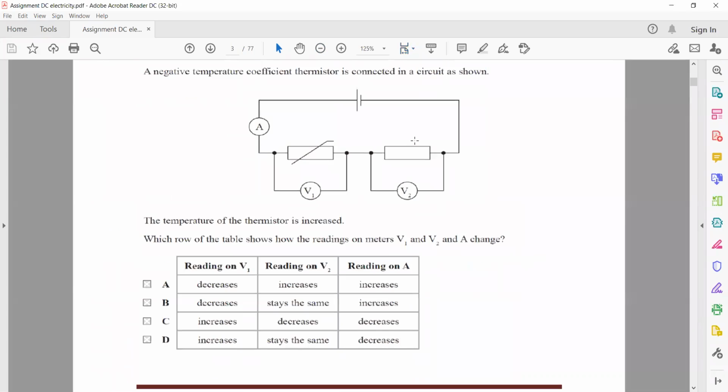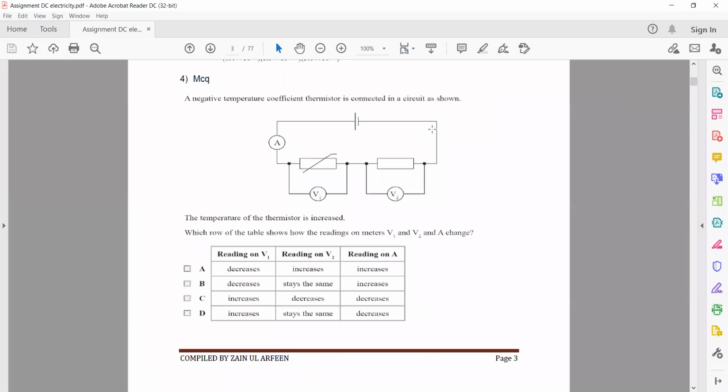In question 4, a negative temperature coefficient thermistor is connected in series as shown. The temperature of the thermistor is increased. Which row of the table shows how the reading of voltmeter 1, V1, and V2 and current changes? So what is the relation between the temperature and the resistance for a thermistor? They are inversely proportional. So if the temperature is increased, the resistance of the thermistor will decrease.